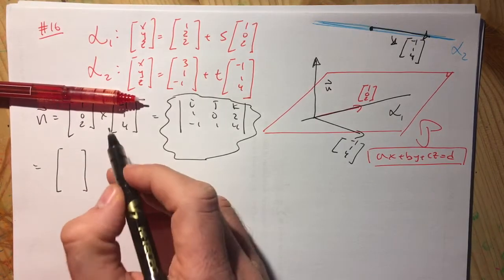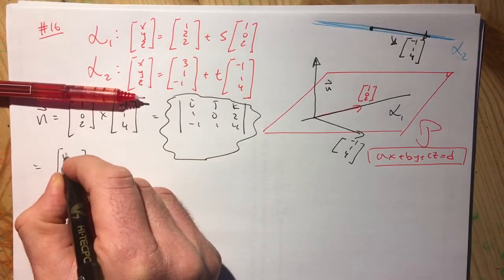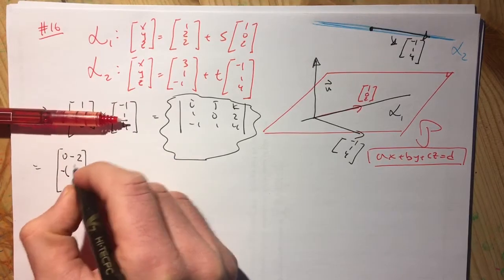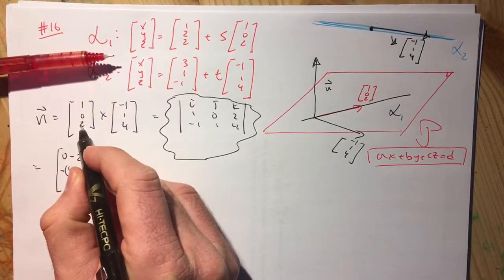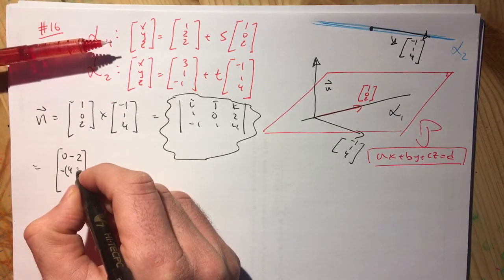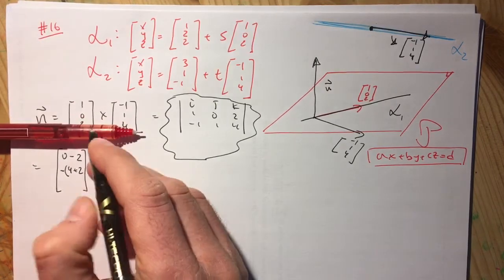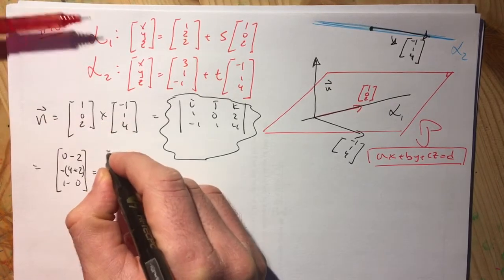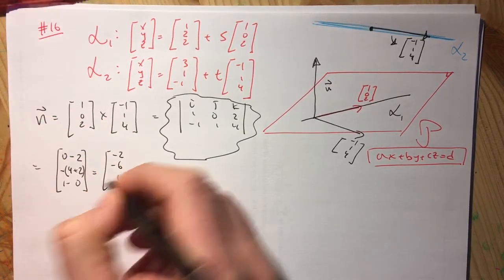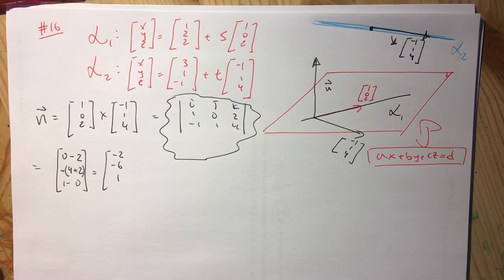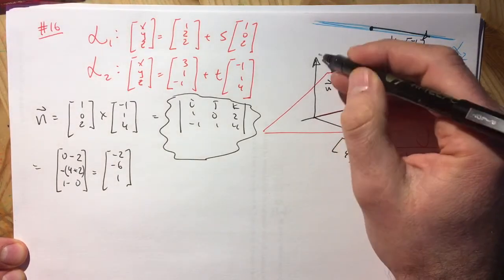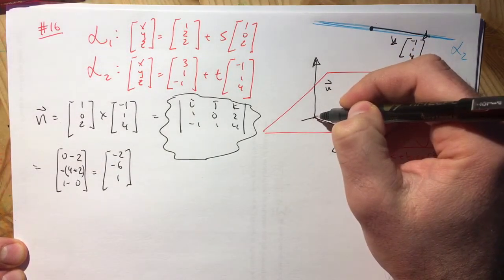And you have 0 times 4 is 0, minus 2 times 1 is 2, minus the second entry, 1 times 4 is 4, minus 2 times negative 1 is negative 2, so minus negative 2 is plus 2, and finally 1 times 1 is 1, minus 0. So you get the vector negative 2, negative 6, 1, which means that you have obtained the values of n.